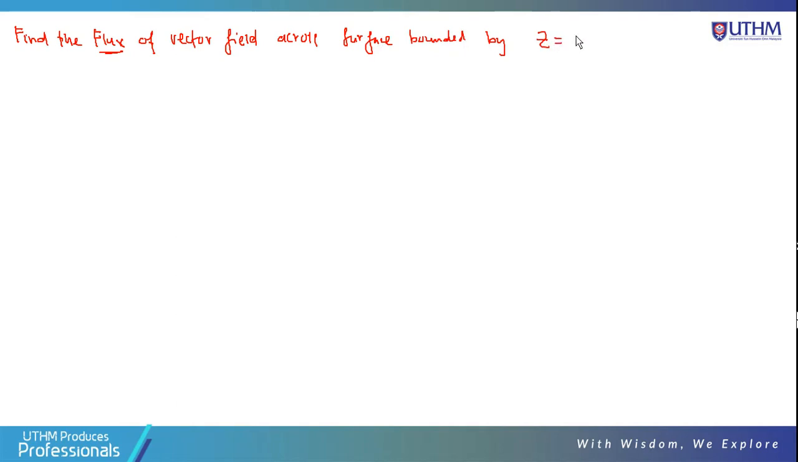Okay, find the flux of the vector field across the surface bounded by z equal 1 minus x square minus y square, and x square plus y square equal 1, where f equal xi plus yj plus zk. Flux is the same as the surface integral for the vector field. Okay, this is the question asking for the flux integral.